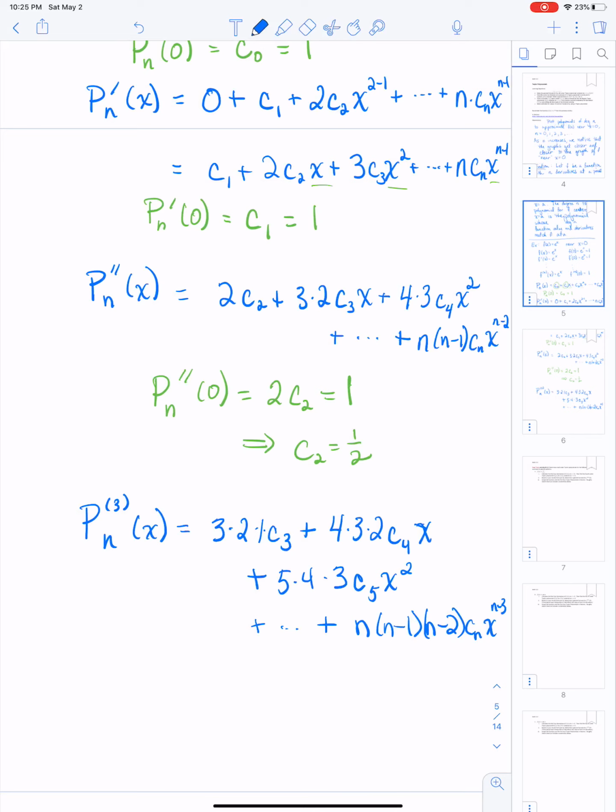And when we evaluate this at 0, the third derivative evaluated at x equals 0 is equal to, and now all of the later terms again are equaling 0, 3 times 2 times 1 times c3. And we know that this is equal to 1. So if we solve for c3, c3 is equal to 1 over 3 times 2 times 1. Our compact way of writing that is just 1 over 3 factorial.